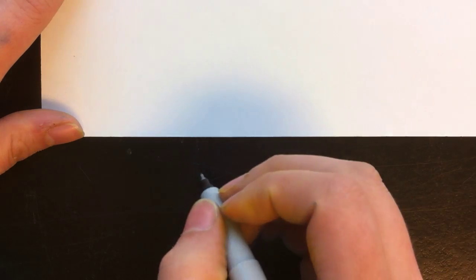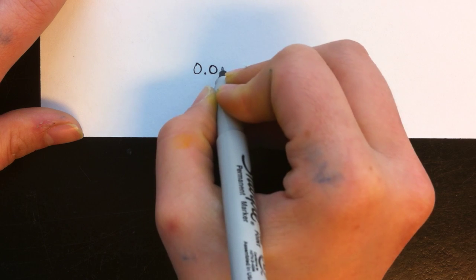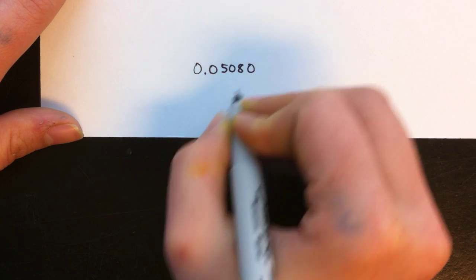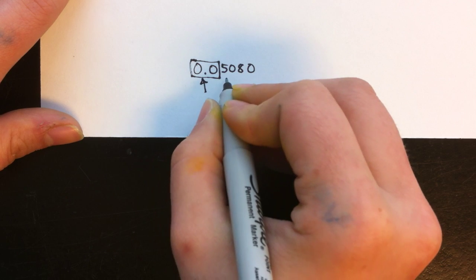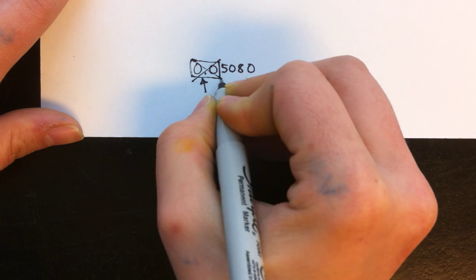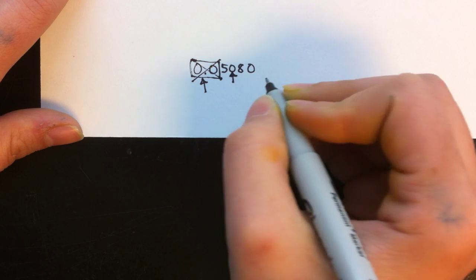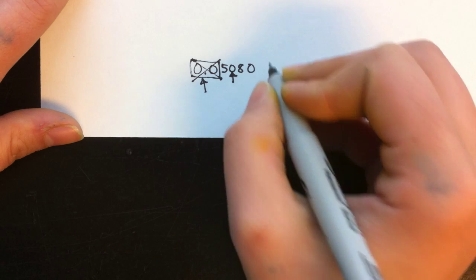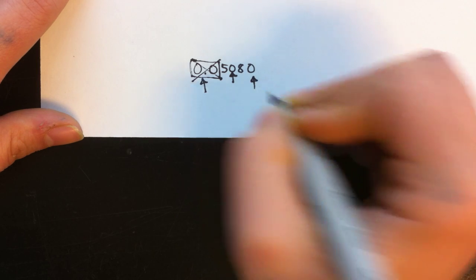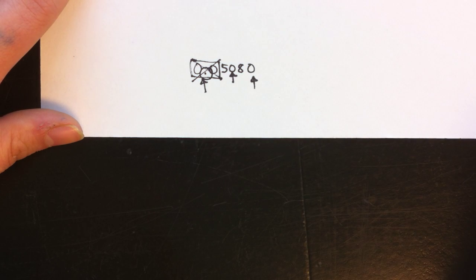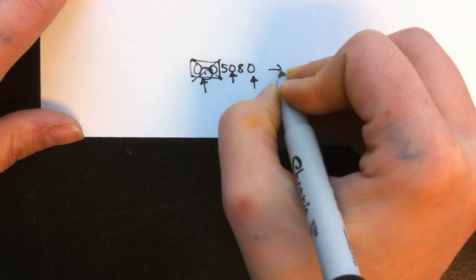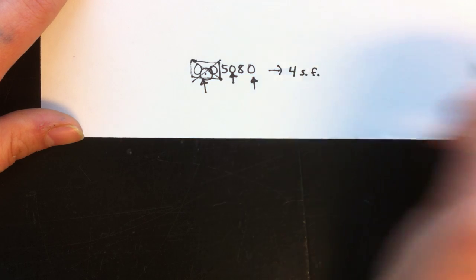Then we also have sig figs, which, remember, the 3 rules all have to do with the zeros. So say we have 0.05080. These zeros are in front of the non-zero, so they never count. This 0 is in between, so it always counts. And this one is after. It only counts if there's a decimal, and I see a decimal right here. So it counts. So this number has 4 sig figs.